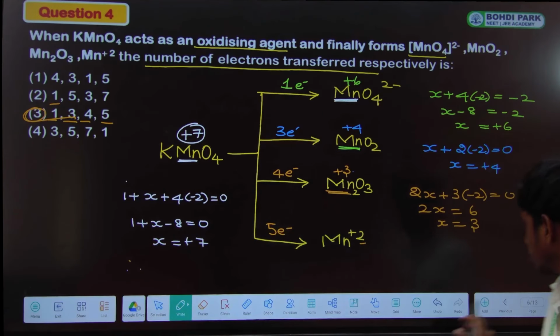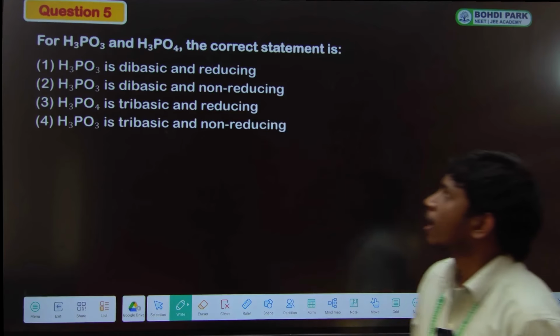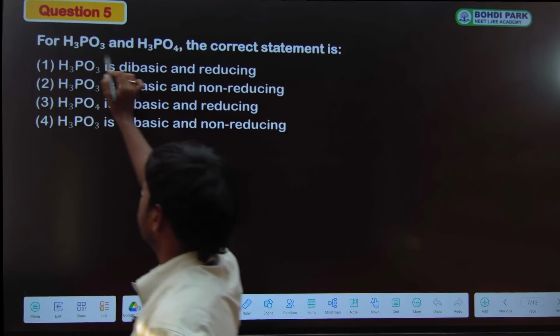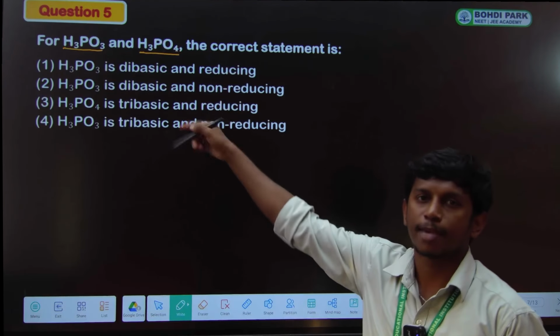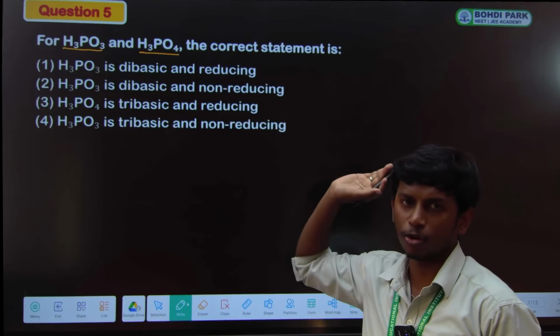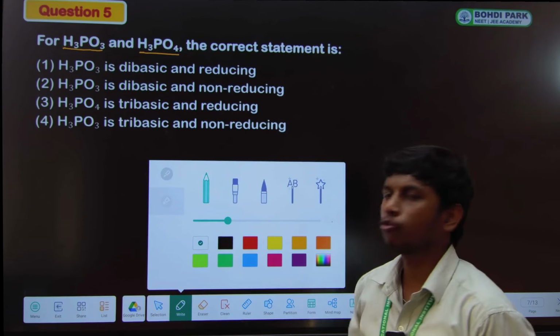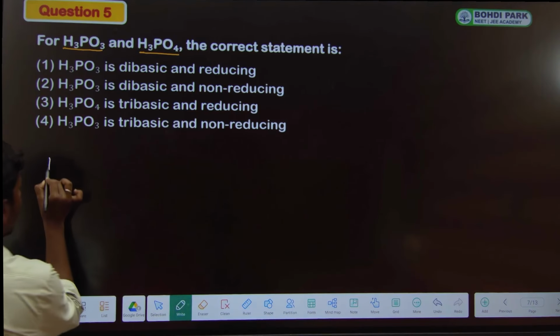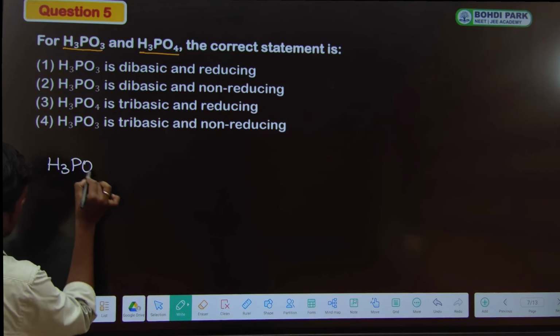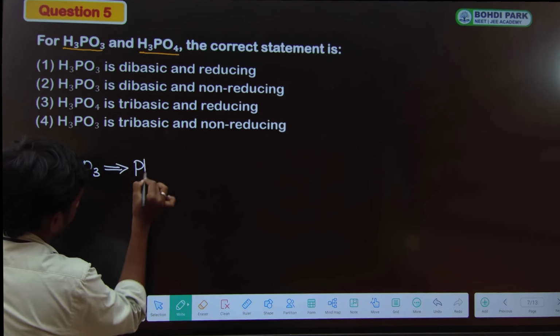Okay, then there are two compounds given, H3PO3 and H3PO4. Which of the following statements is correct? Okay, we have to find the correct statement. So we first need to know the structures of H3PO3 and H3PO4. Okay, what is H3PO3? It is called phosphorus acid. H3PO3 is called phosphorus acid.